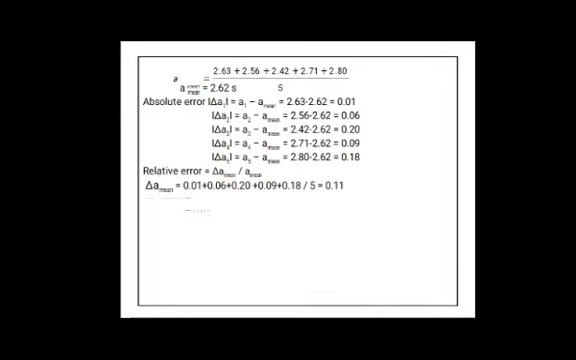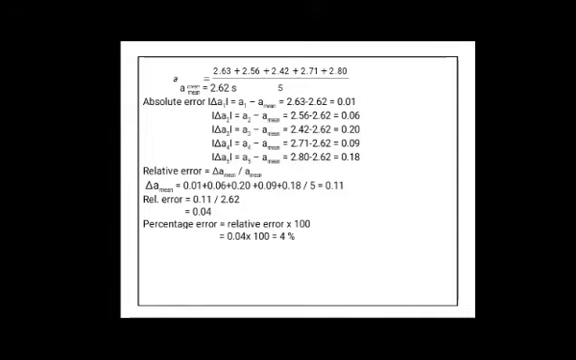Clear? So when you divide 0.11 by 2.62, you will get the relative error as 0.04. It is relative error. Clear? Then multiply this value by 100, you will get percentage error. So 0.04 into 100 is 4%. So it is the percentage error.